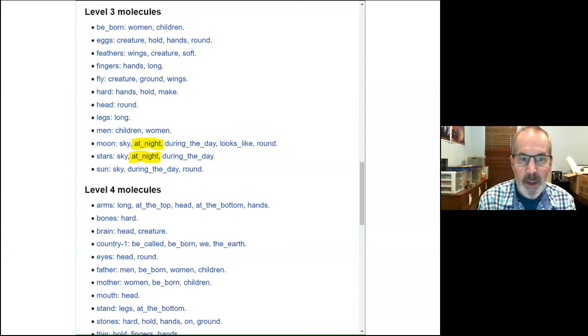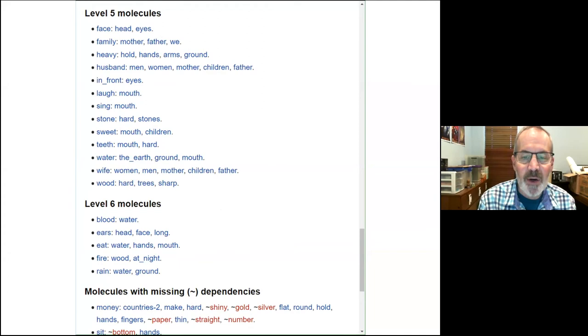At each level, the chains of dependencies get longer. As of this January report, there were about 100 molecules in six levels.